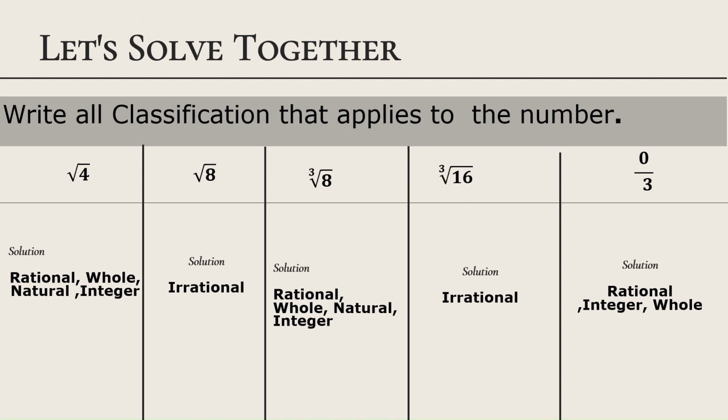Let's solve these questions together and figure out which category these numbers belong to. Square root of 4 is 2. So it's rational, whole, natural, integer. Square root of 8, which is not a perfect square, so it's an irrational number. Cube root of 8 is 2, so it's rational, whole, natural, integer. Cube root of 16 is irrational because it's not a perfect cube. 0 by 3 is 0, which is a rational number. So it is integer as well as whole. It's not natural.